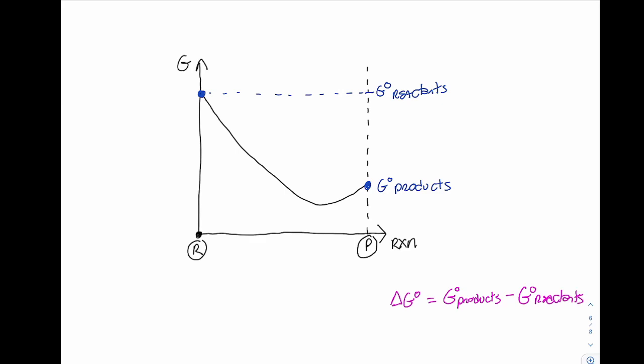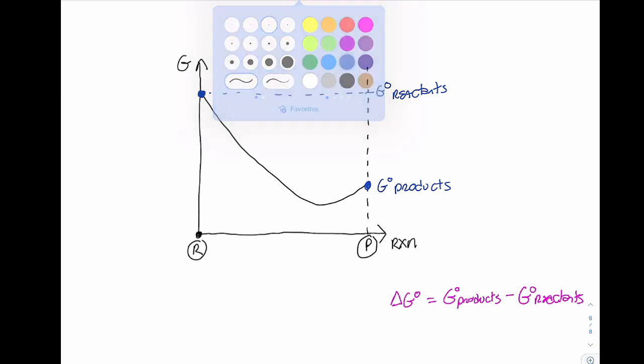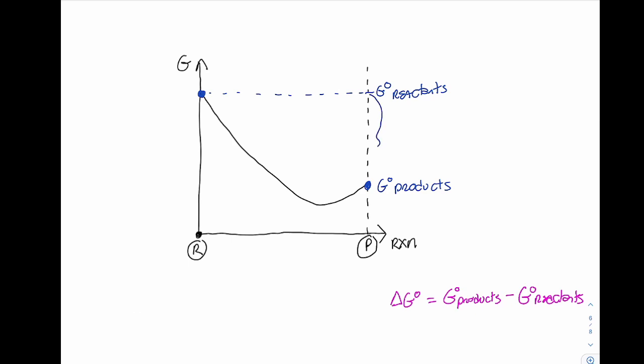Right? Remember, our change is always final minus initial. So my final is my products, initial is my reactants. So if we go back up and look at this one that we just did, the difference between here and here is going to be my free energy change at standard state. And in this case, because my products have less energy, I'm writing them down lower than my reactants, I'm subtracting a bigger number from a smaller number. So in this case, my free energy change is going to be a negative value. So it's going to be less than 0, right? It's going to be negative.